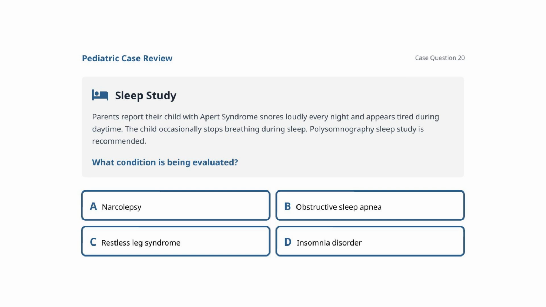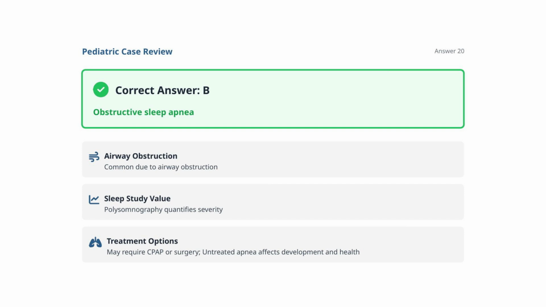Parents report their child with Apert syndrome snores loudly every night and appears tired during daytime. The child occasionally stops breathing during sleep. Polysomnography sleep study is recommended. What condition is being evaluated with this test? Option A, narcolepsy. Option B, obstructive sleep apnea. Option C, restless leg syndrome. Option D, insomnia disorder. The correct answer is B, obstructive sleep apnea.